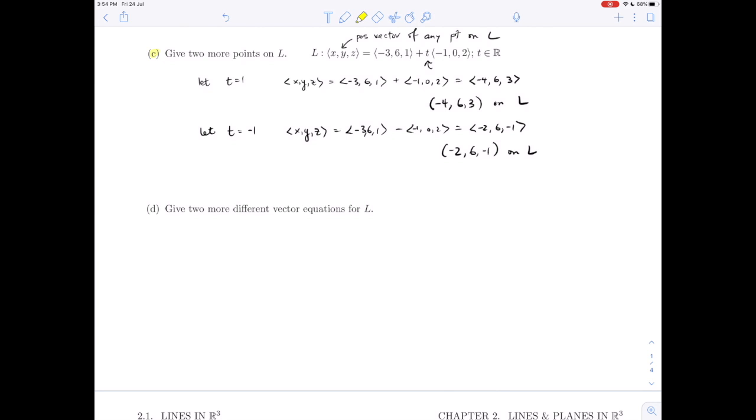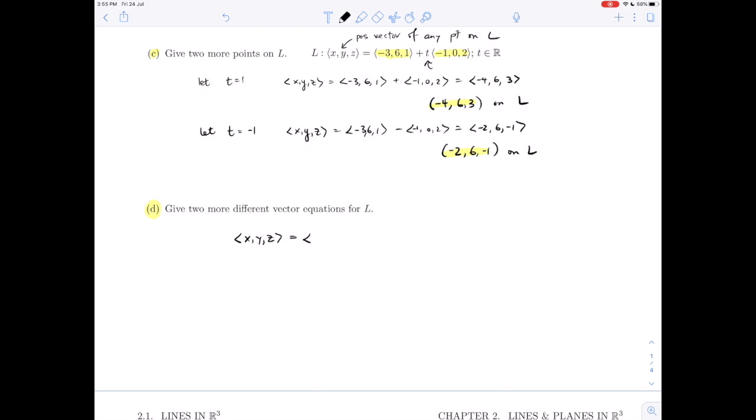Now, so that was C, and then D, give 2 more different vector equations. Well, remember, this is the position vector of any known point. This is any vector parallel. And so I just take any point that I've got. Well, I just happen to have 2 lovely new ones right here. And any vector parallel is going to be any multiple of the direction vector that I can see. So I can do that really easily.